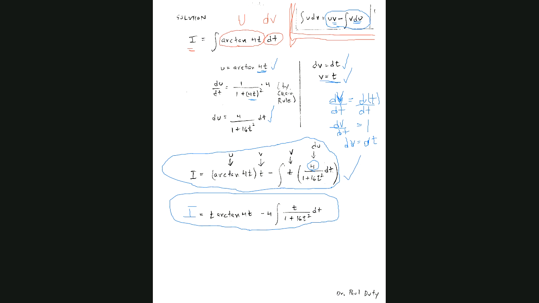All that's left to do is to find the antiderivative of t over 1 plus 16t squared. That's all that's left to do. So you've learned 2 approaches here. You've learned substitution and integration by parts, 2 integration techniques. If I want to get the antiderivative of t over 1 plus 16t squared, which should we use? Integration by parts on that, or should we use substitution?